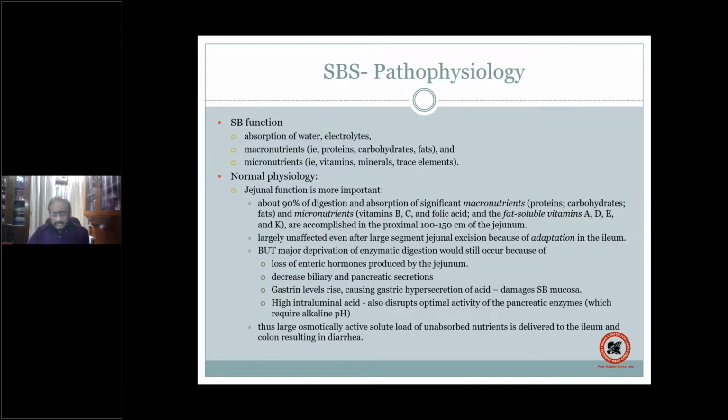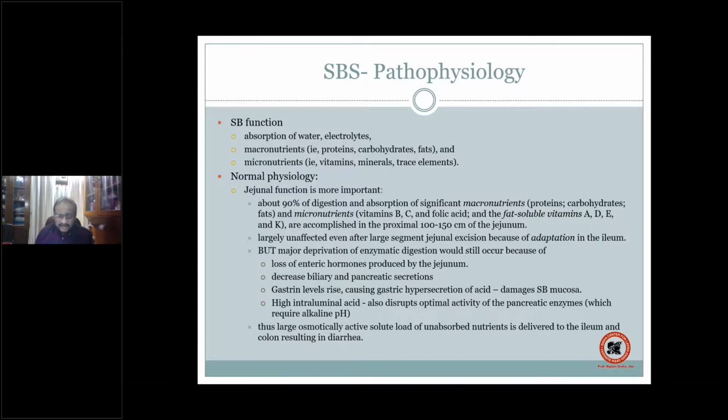Whether it's macronutrients, micronutrients, fat soluble vitamins, trace elements, whatever, largely unaffected even after large segment jejunal excision because of adaptation of the ileum. Now, suppose you do a jejunal excision. Agreed, 90% absorption is there, but if it is removed, then the ileum has to take up the function of jejunum, which it does. But it will do so as far as the macronutrient is concerned. As far as the enzymatic digestion is concerned, we can't do anything about it. The enteric hormones being produced by jejunum cannot be replicated by the ileum. The ileum cannot produce those hormones.